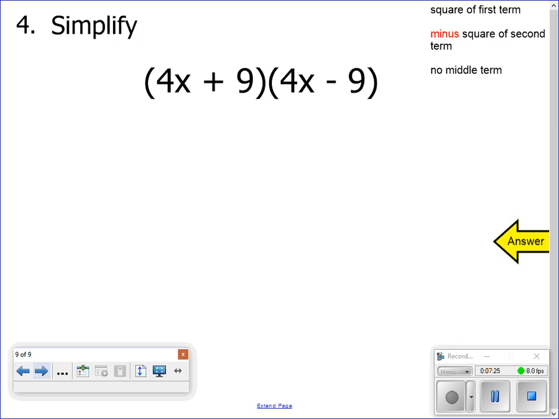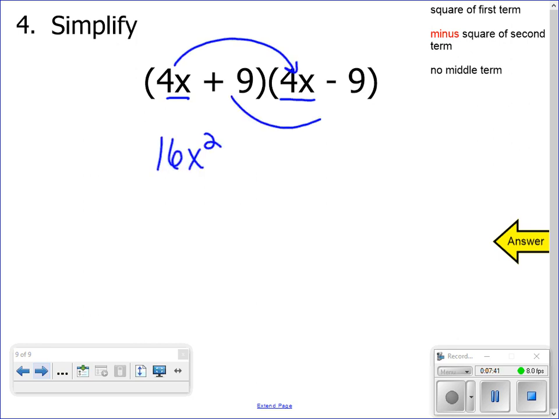And then our last one is, again, the product of a sum and a difference. And so remember that there will be no middle term here. We're squaring the first term, so multiplying the first terms together, which would be 16x squared. So multiply the second terms together, which would be minus 81. So that would be your simplified answer. These are our special products, our shortcuts for FOIL.